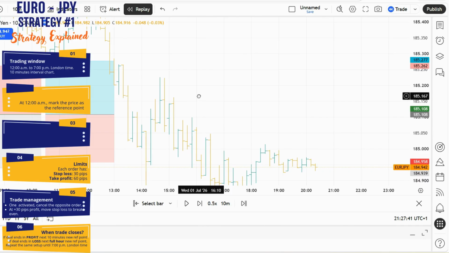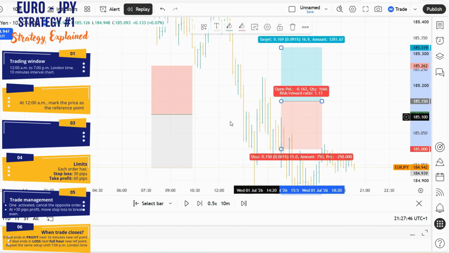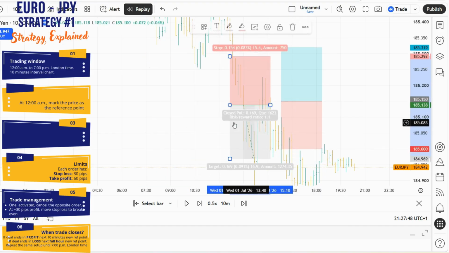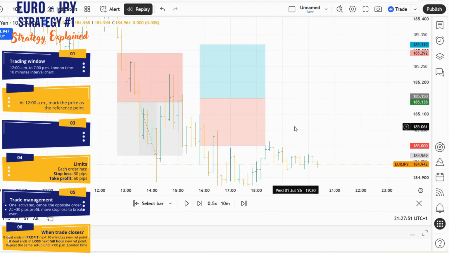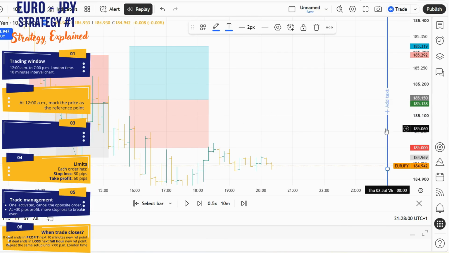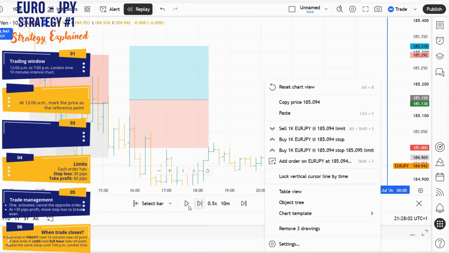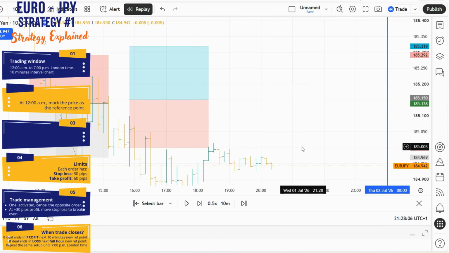Once the reference point has been marked, we place 2 pending orders around it. The first pending order is a buy order positioned 15 pips above the reference price. The second pending order is a sell order positioned 15 pips below the reference price. The upper order prepares us for a bullish breakout, while the lower order prepares us for a bearish breakout. The purpose of placing orders on both sides of the reference point is to avoid predicting the market's direction. Instead of assuming whether EUR JPY will move higher or lower, we allow the market to make that decision for us. Whichever level is reached first determines the direction of the trade.